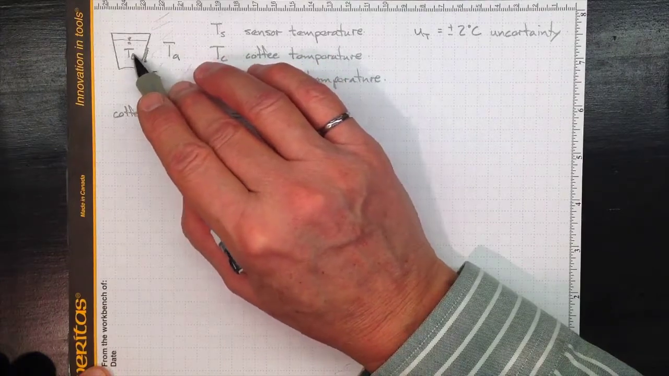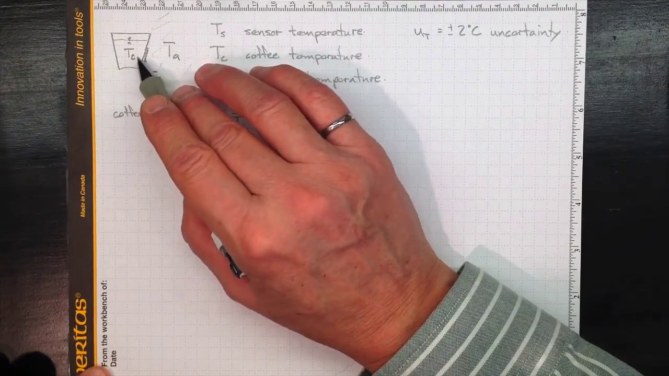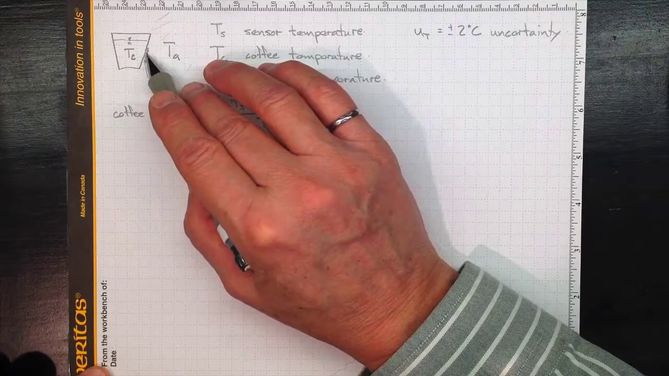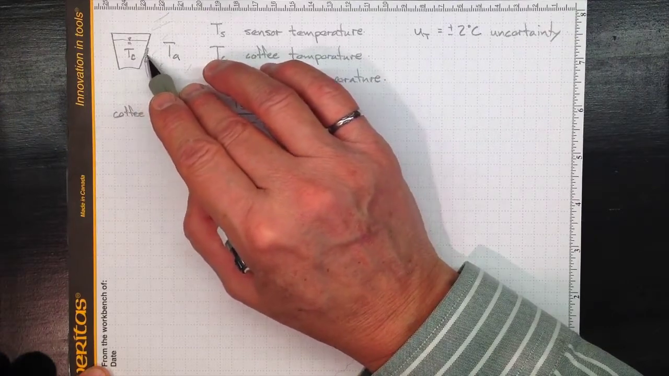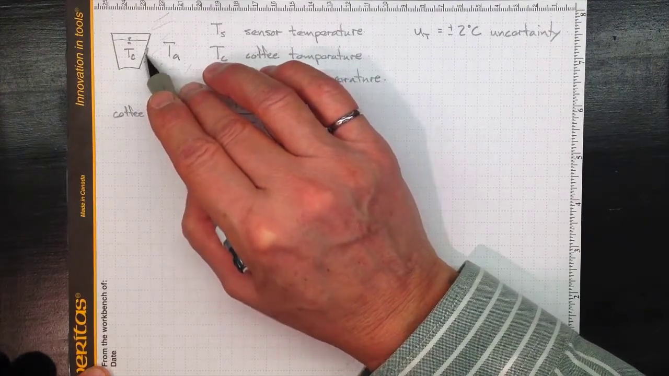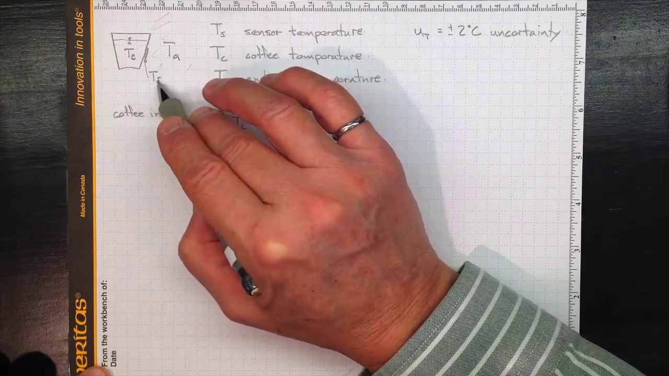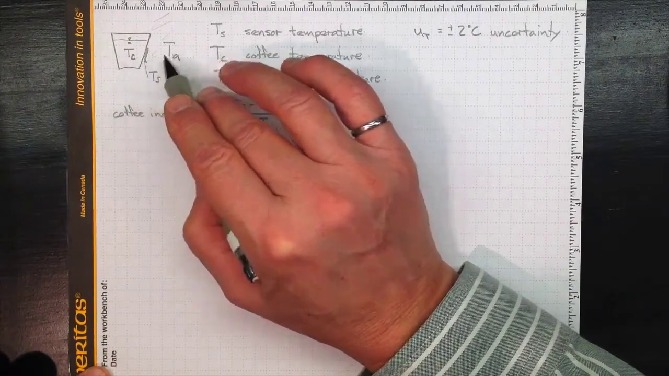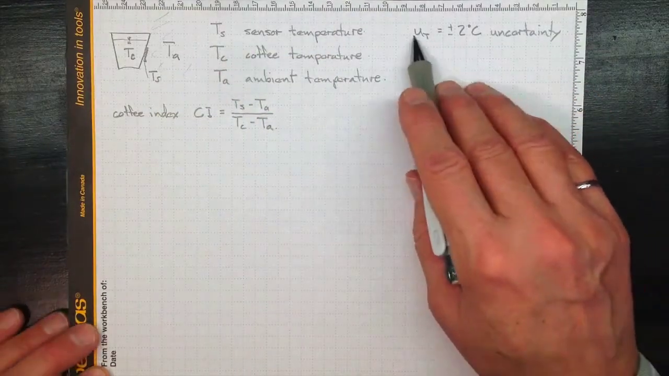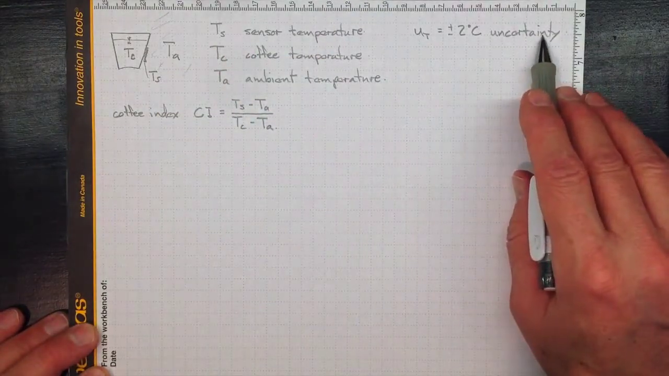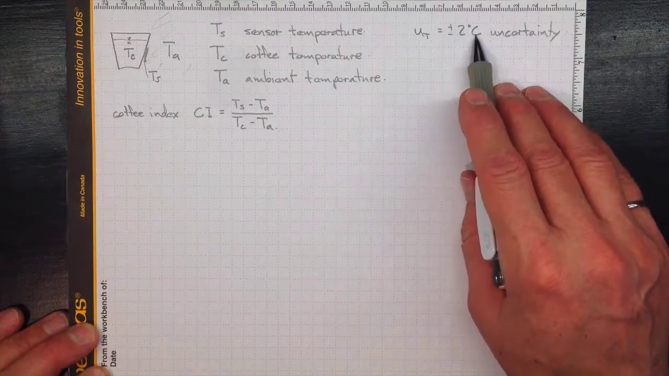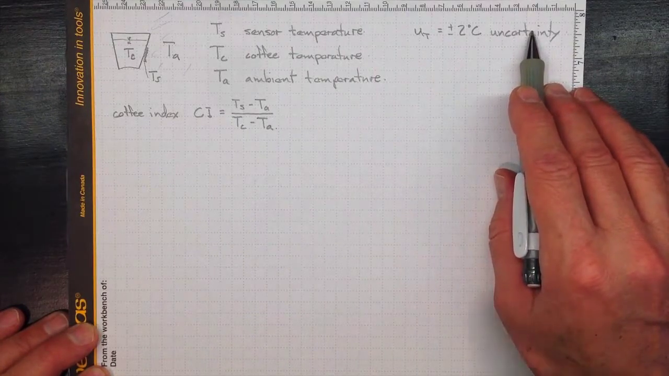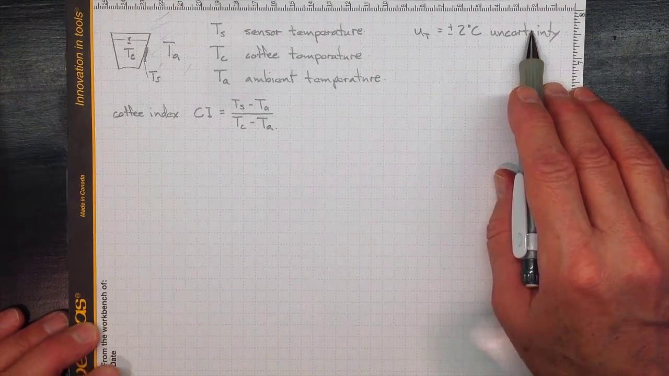If we want a good measurement of the coffee temperature, a good estimate, then we'd like this to be as close to the coffee temperature as possible. So we'd like the difference between TC and TS to be small compared to the difference between TC and TA. We've got uncertainty in our temperature measurements. In this case, let's say it's plus or minus 2 degrees Celsius, typical of some of our transducers.